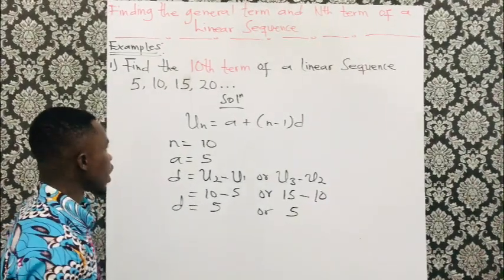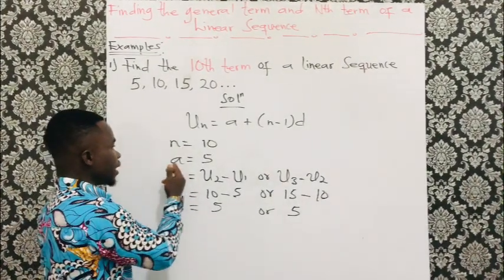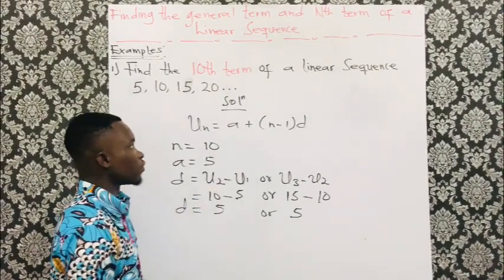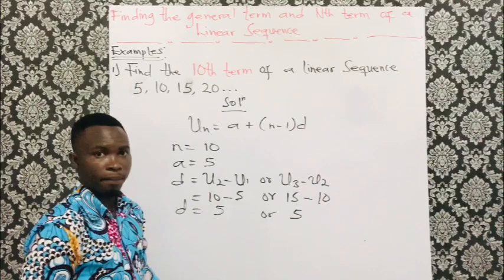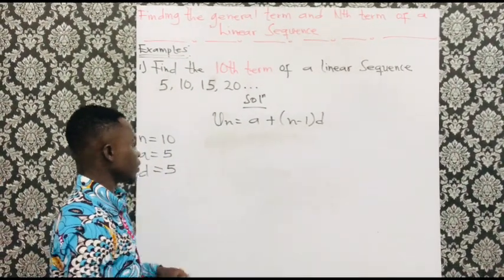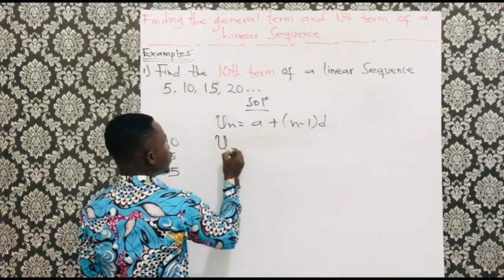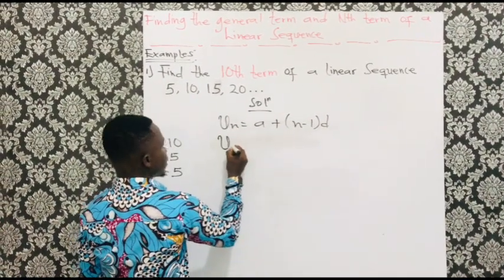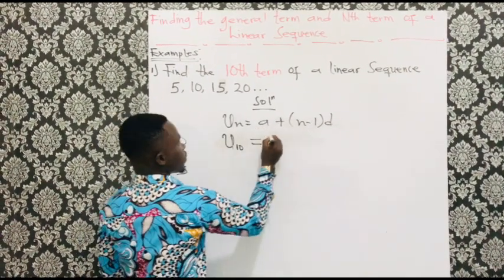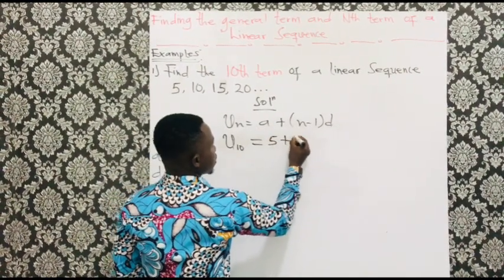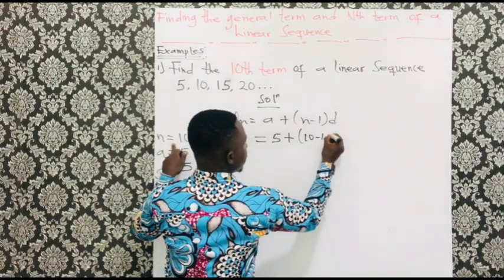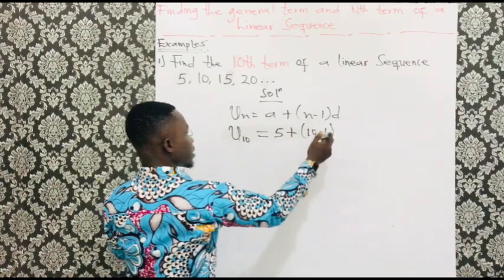Now, since we know our values for n, a, and d, we just substitute them into the general formula to find our 10th term. Now, let's substitute our n, a, and d into the formula. So we have un, which our n is 10. So 10 equal to our a, which is 5. So we have 5 here plus bracket open n, which is 10 minus 1 bracket close our d, which is 5.